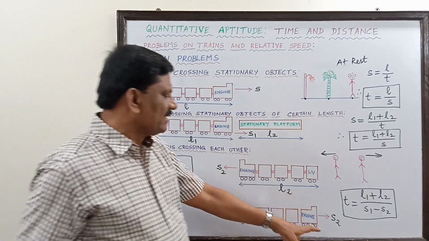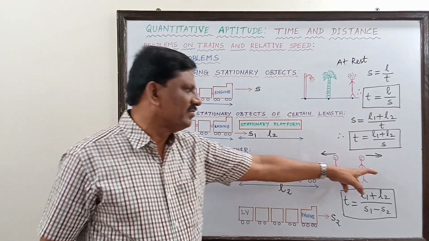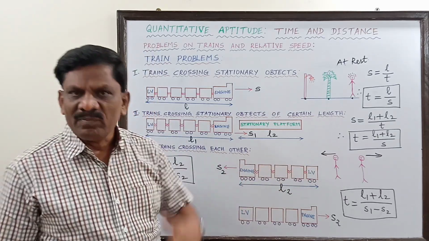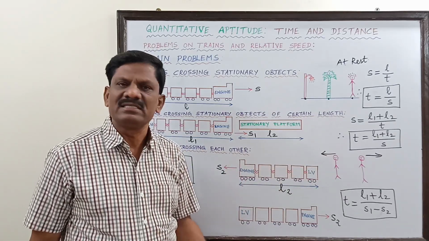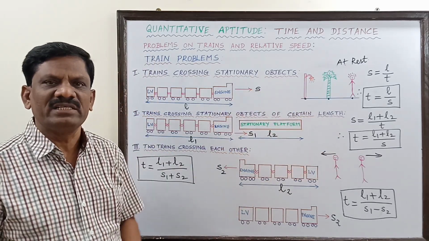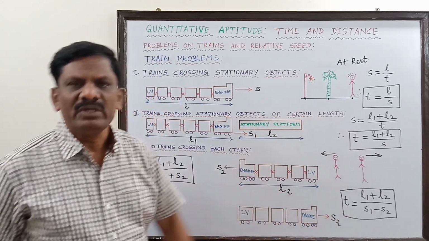Now, in place of the second train, I can consider a man walking along the direction of the train or opposite to the direction of the train, a cyclist, a motorbike rider, understand? Or another car traveling in the same direction or opposite direction. In all these cases, the same two formulas only we are going to use.